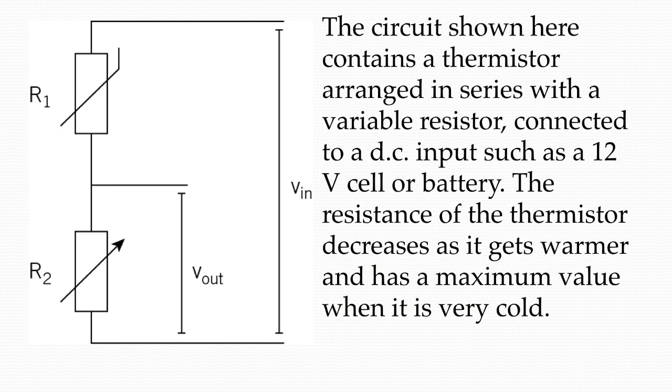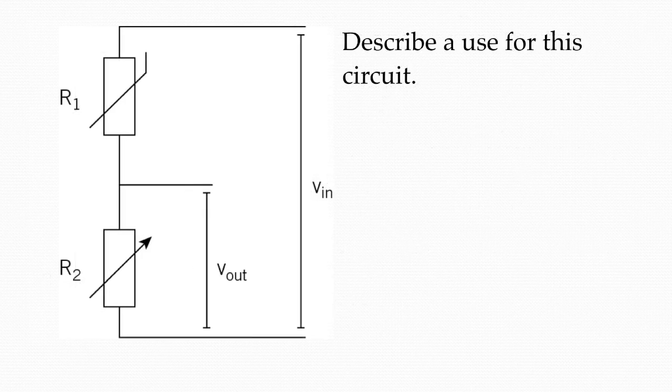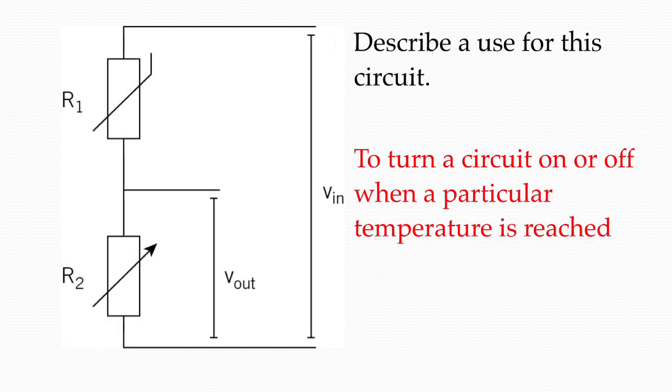Here we have a circuit with a thermistor in series with a variable resistor. There is a fixed potential difference of 12 volts across both components. Write a suggestion in your book for how this circuit could be used. Pause the video while you do. This circuit could be used to turn a device on or off depending on the temperature.